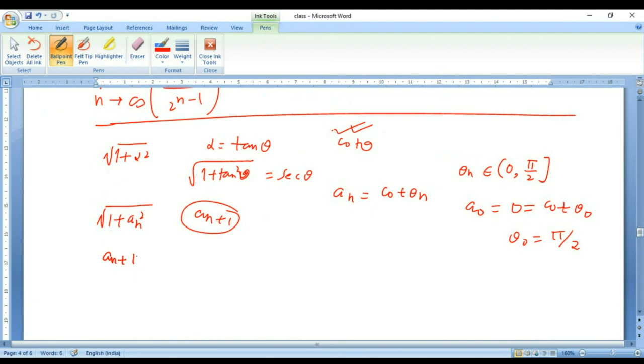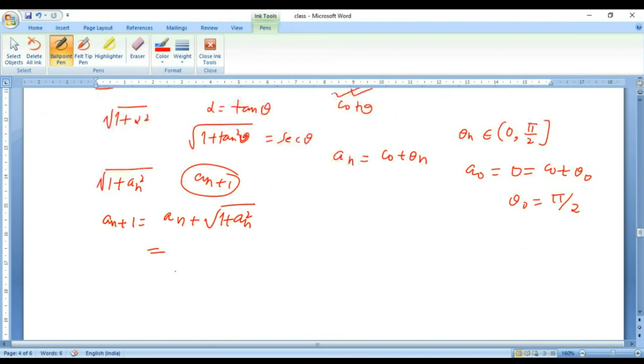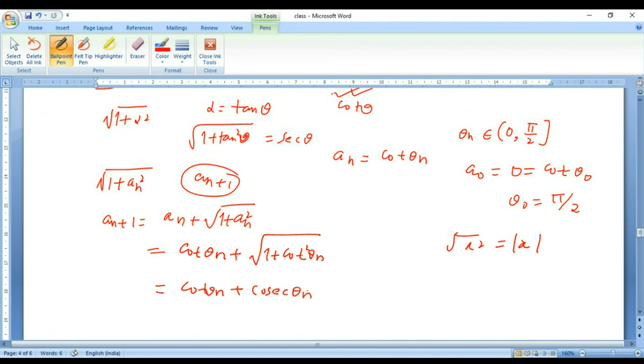Now an plus 1 is an plus square root of 1 plus an squared. If I use this definition, I can write cot of theta n plus root of 1 plus cot square theta n. I'll get cot theta n plus, I should get modulus here, root x square is modulus of x, very important, but x is non-negative, and so it's just x. So this is cosec square theta n, and so I got cosec theta n.